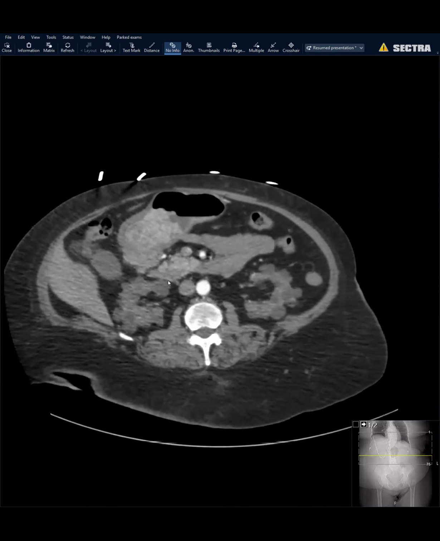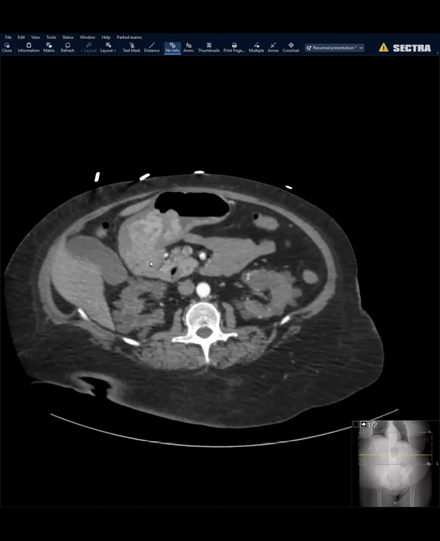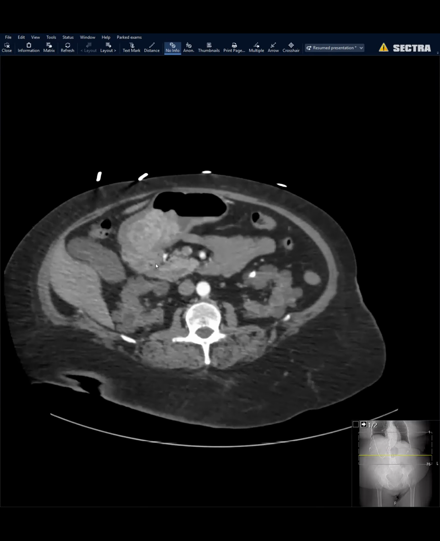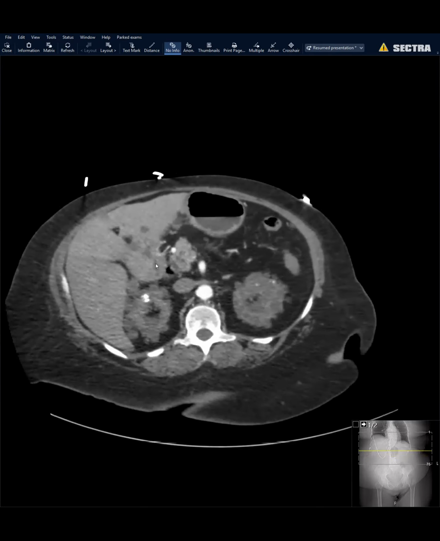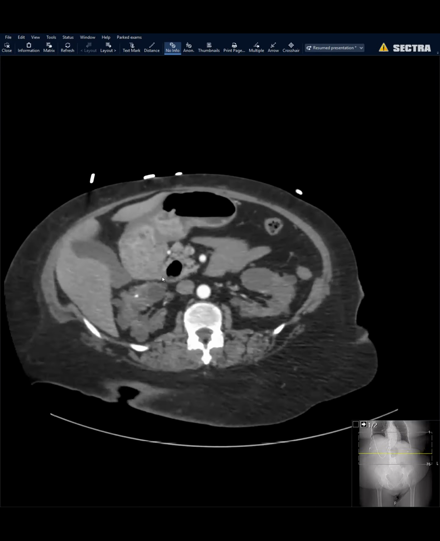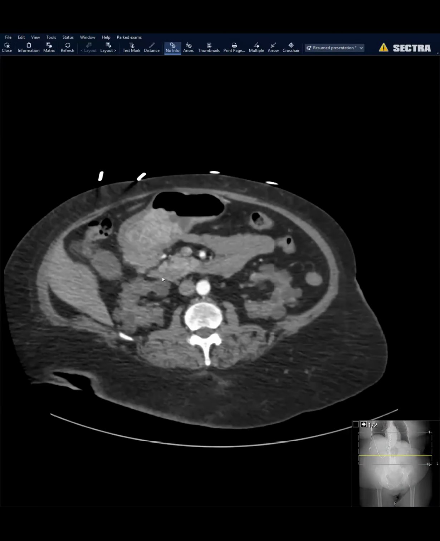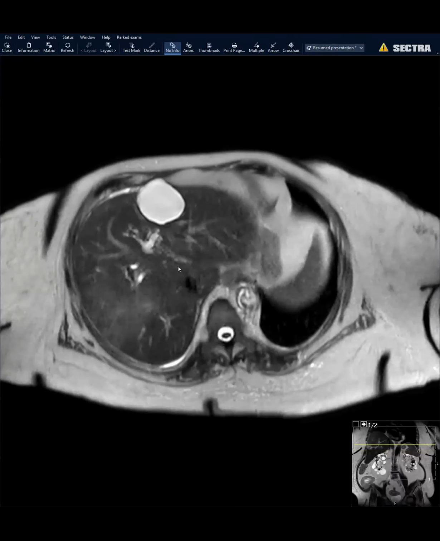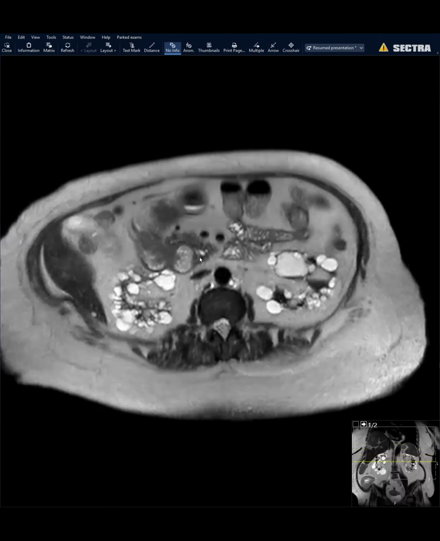So we gave similar differentials. In the end, they did an EGD just recently, and this was a giant gastric polyp. It was an 11 centimeter polyp with some superficial ulceration and areas of bleeding. And that's what had caused mass effect on the ampulla here.